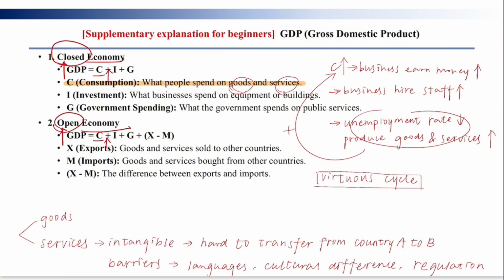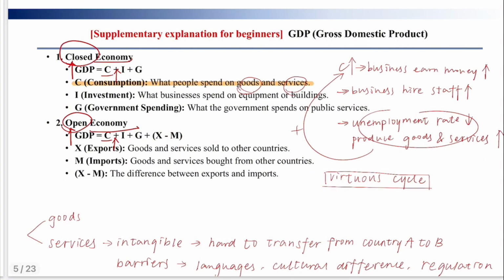So what is a closed economy? A closed economy means that within an economic entity, it doesn't have any trade exchanges with foreign countries. So it doesn't have any exports and imports. That is what a closed economy is. And an open economy means that it has trade exchanges with foreign countries. If it has trade exchanges with foreign countries, we need to add the value of its exports and minus the value of imports. And this is the method to calculate the open economy.